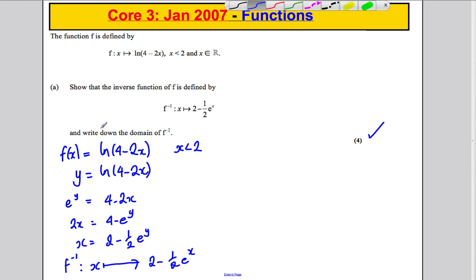And what's the domain of this inverse function? Well, it would be the same as the range of f. However, you can look at it more simply. Any x value can go into this with ease. So therefore the domain of this is x is simply just a member of the reals.